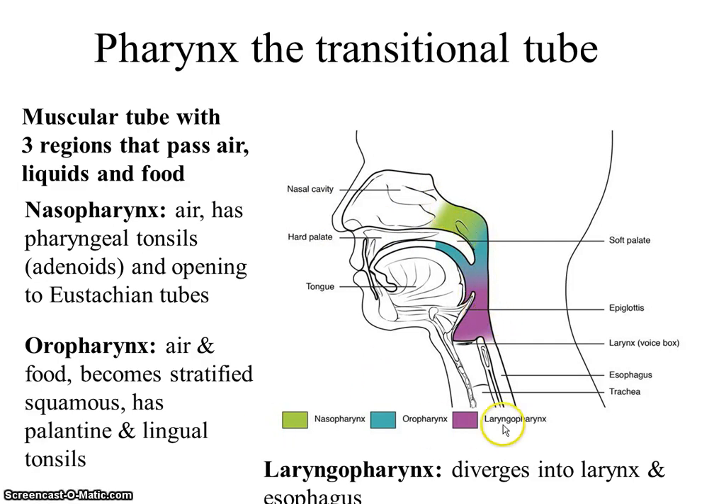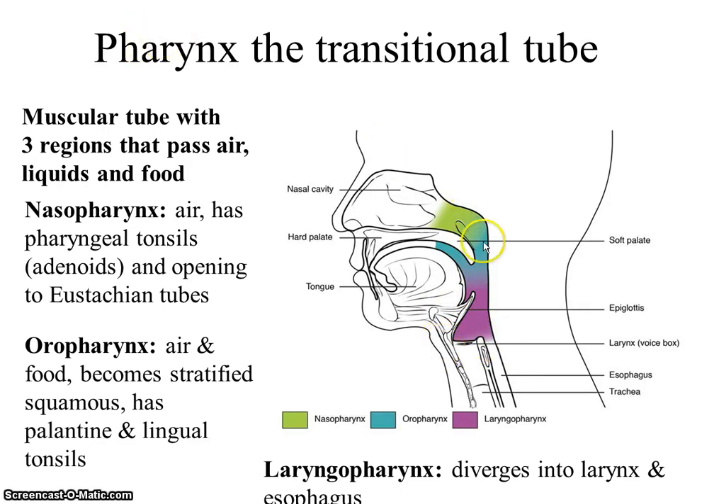color-coded here for the 3 divisions that you have to know for lab as well. So you've got the nasopharynx, which runs from the rear of the nasal cavity to the uvula, the last part of the soft palate, and then the oropharynx from the uvula to the epiglottis, and then the laryngopharynx from the epiglottis on down to the thyroid cartilage that you see right here.